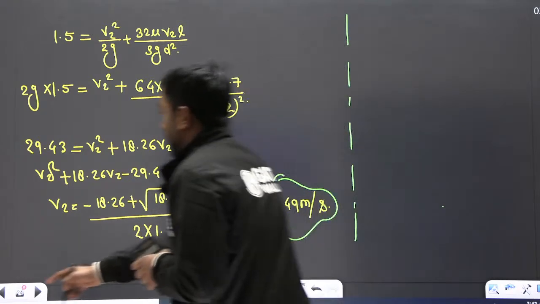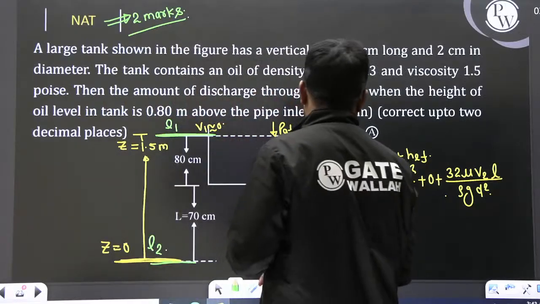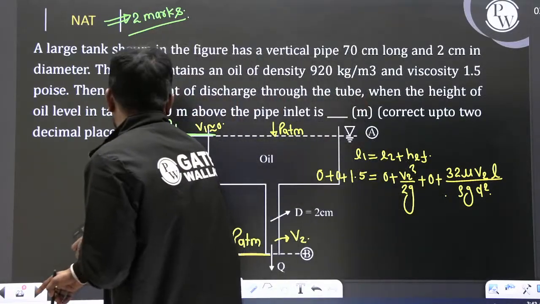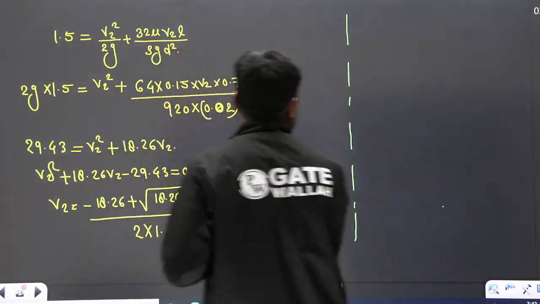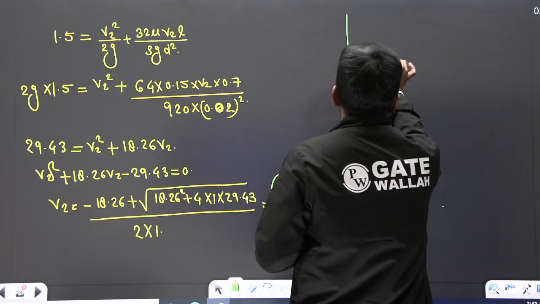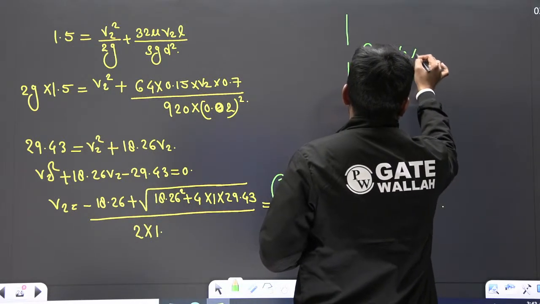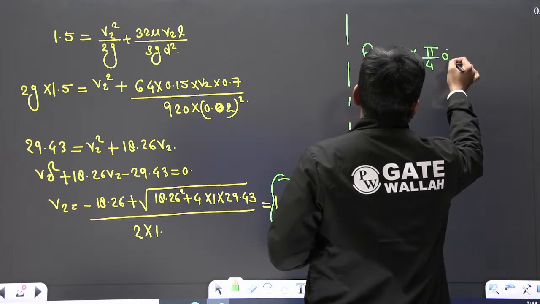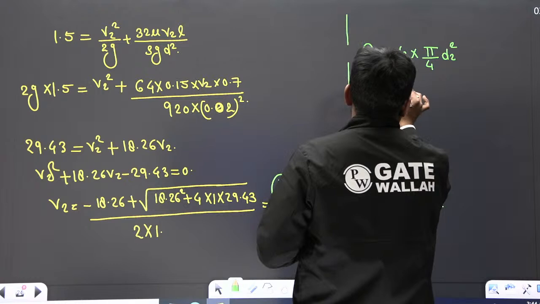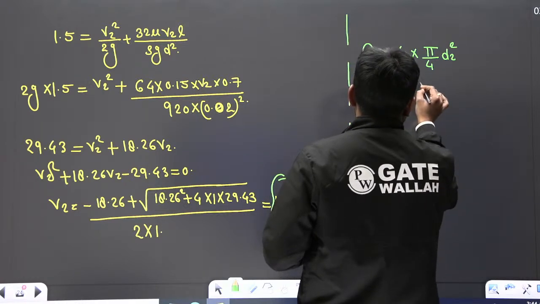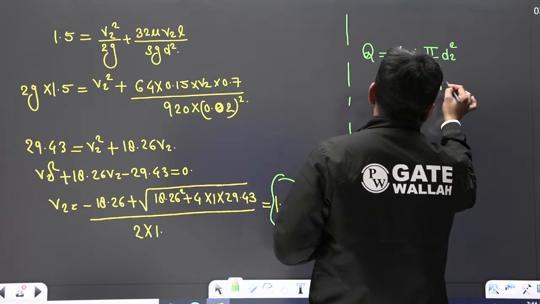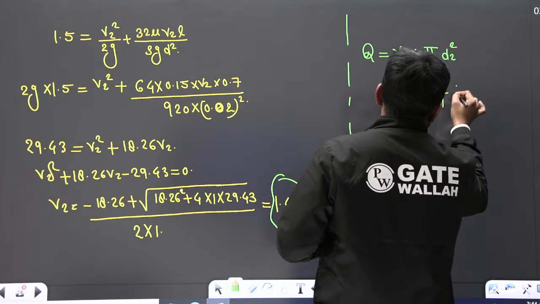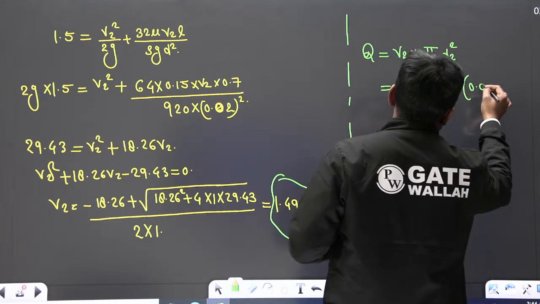Clear. So the diameter is 2 centimeter. What about the discharge? Discharge is V2 multiplied by the area, and the area of the pipe is pi by 4 d square. So that is 1.49 multiplied by pi divided by 4 multiplied by 0.02.